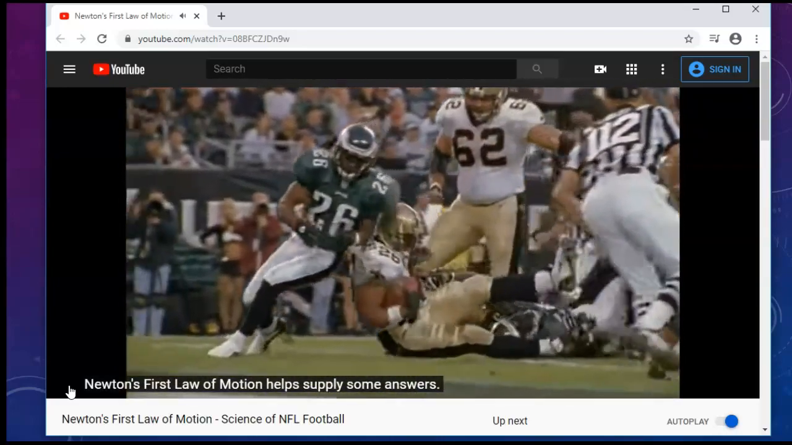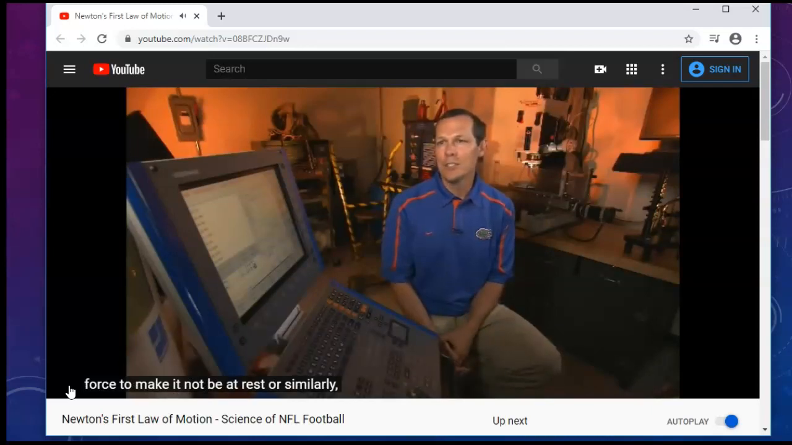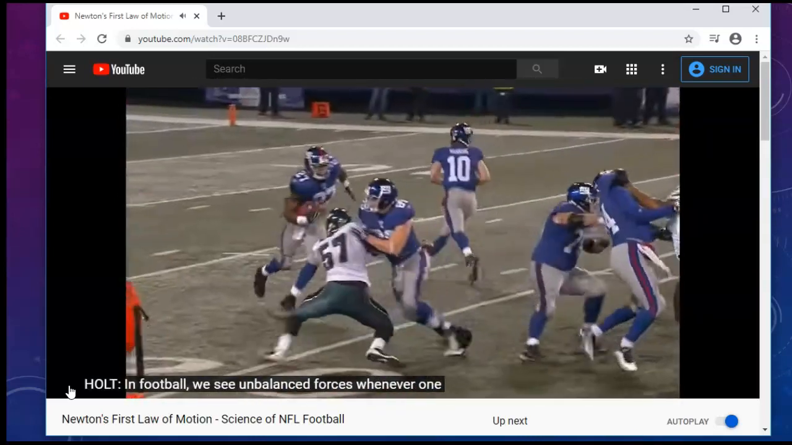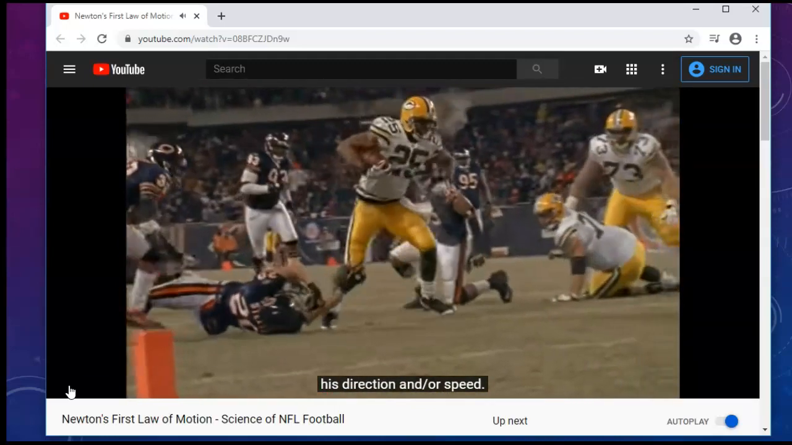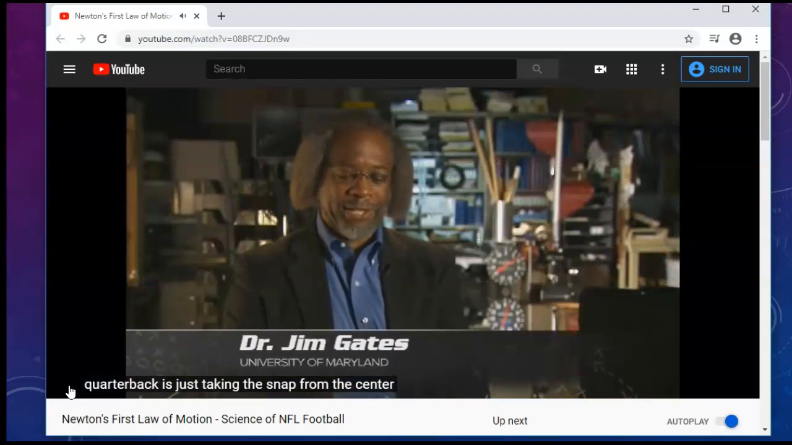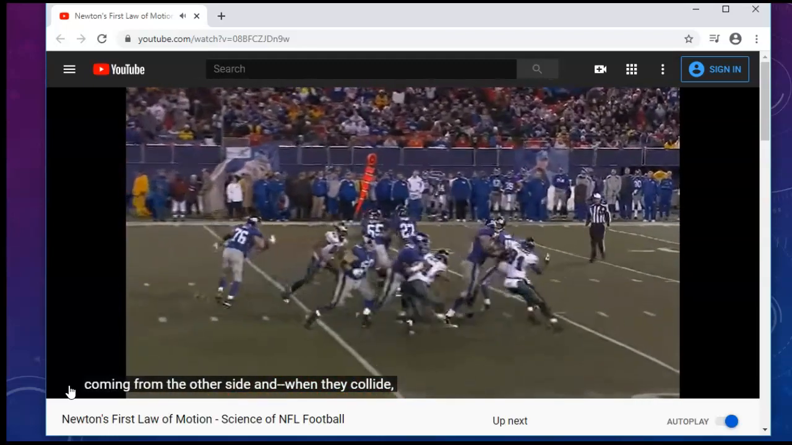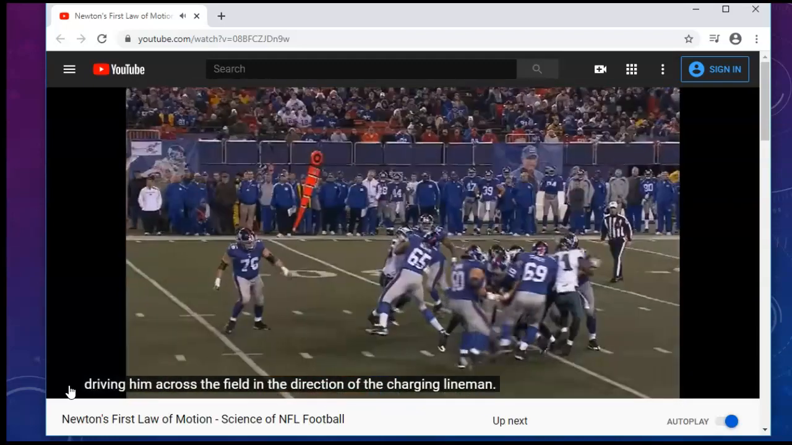Newton's first law of motion helps supply some answers. Newton's first law says that if an object is at rest, it requires an unbalanced force to make it not be at rest. Or similarly, if an object is in motion, it tends to stay in motion in a straight line at a constant velocity unless an unbalanced force acts on it. In football, we see unbalanced forces whenever one player exerts a force on another and causes him to change his direction and/or speed. So imagine that a quarterback is just taking the snap from the center, and a lineman gets free from the opposing team and is coming from the other side. And when they collide, you can see an unbalanced force acting on the quarterback, driving him across the field in the direction of the charging lineman. That's about as unbalanced as it gets.